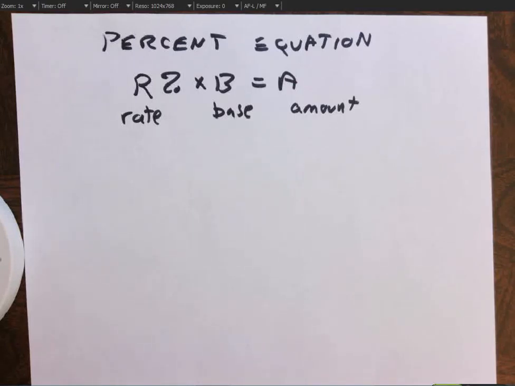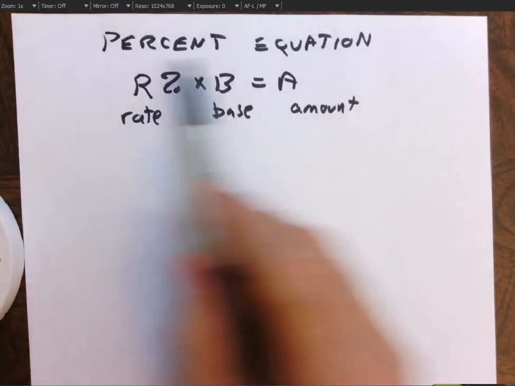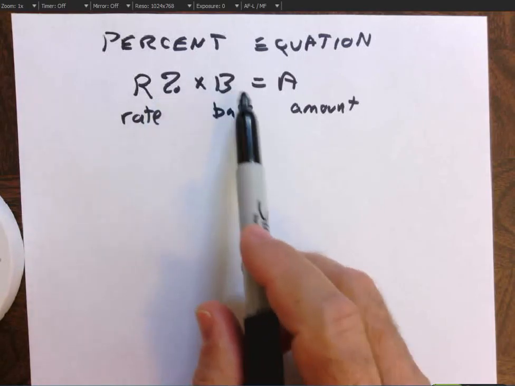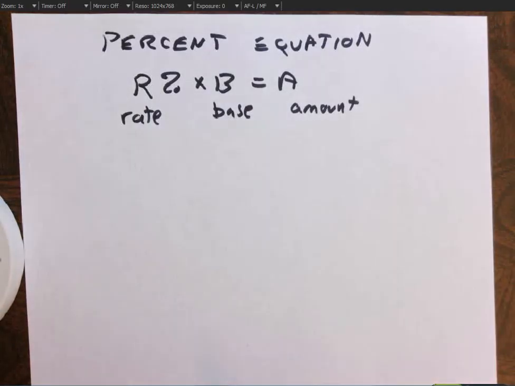Solving problems. Percent problems always really fit this equation: R percent times B, the base, equals A, some amount. So R percentage of some number is A. And basically there's three forms this problem can come in.